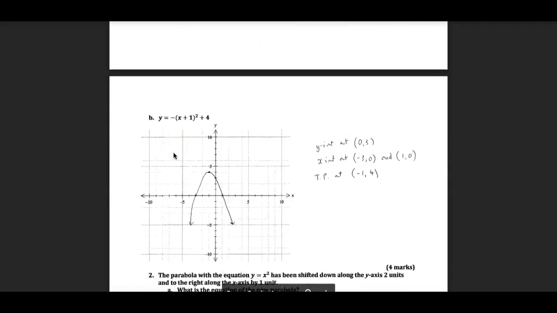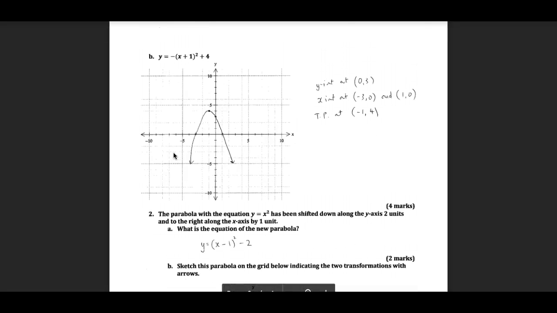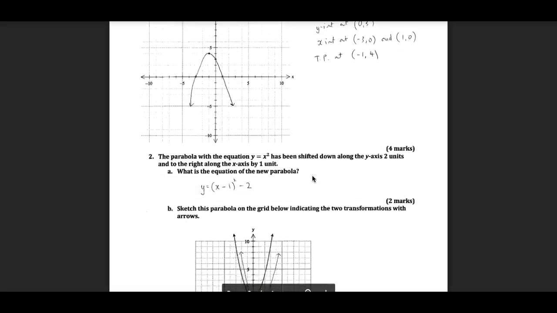All right, moving on to the next one, pretty much the same thing. Getting the turning point first. Noticing that this negative means it's a negative parabola. Finding your x-intercepts by letting y equal 0 and solving, and then getting your y-intercept by letting x equal 0. So there's your features over here and your graph. Alternatively, you can easily just graph it on your calculator and get all those features from your calculator.